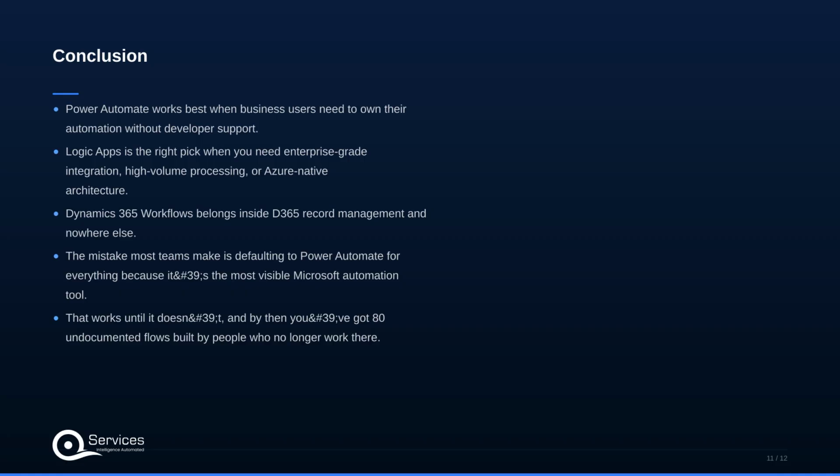The mistake most teams make is defaulting to Power Automate for everything because it's the most visible Microsoft automation tool. That works until it doesn't, and by then you've got 80 undocumented flows built by people who no longer work there. Pick the tool that matches who will maintain it, not just who will build it.